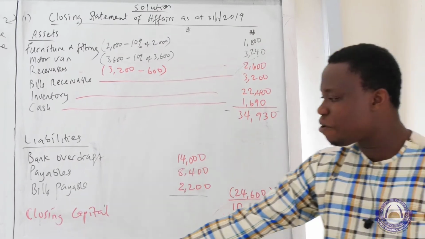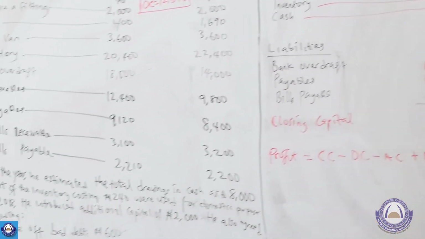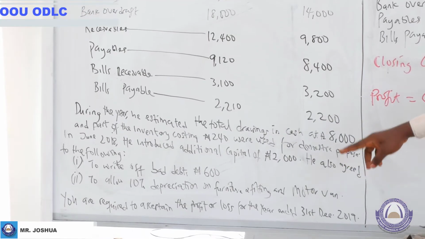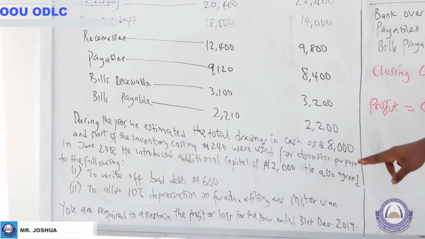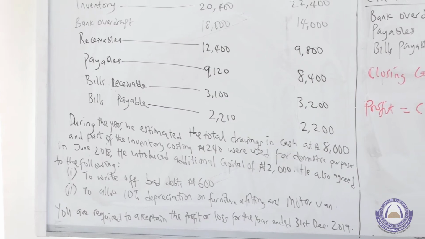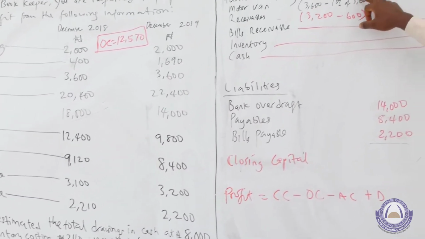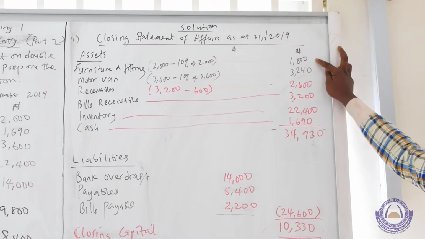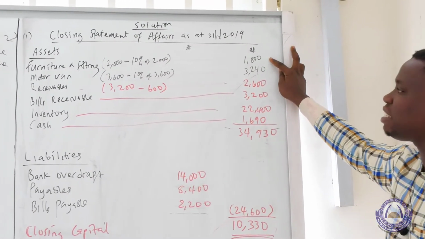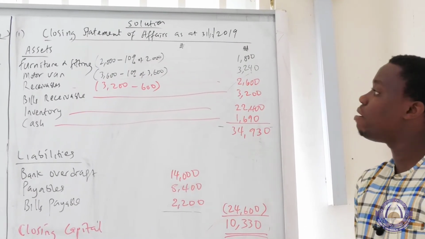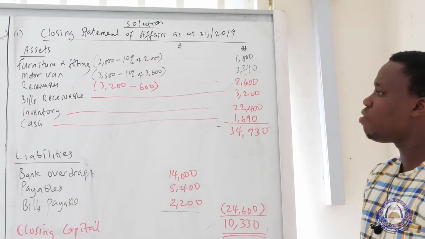But there is information in the latter part of the question that Mr. Okpe had agreed to depreciate furniture and fittings at 10% and also motor van at 10%. So that means that at the end of the year, furniture and fittings has depreciated in value to the tune of 200 naira. So the value at the end of the year is 1,800 naira, that is 2,000 naira minus depreciation of 200 naira. The same thing applies to motor van.